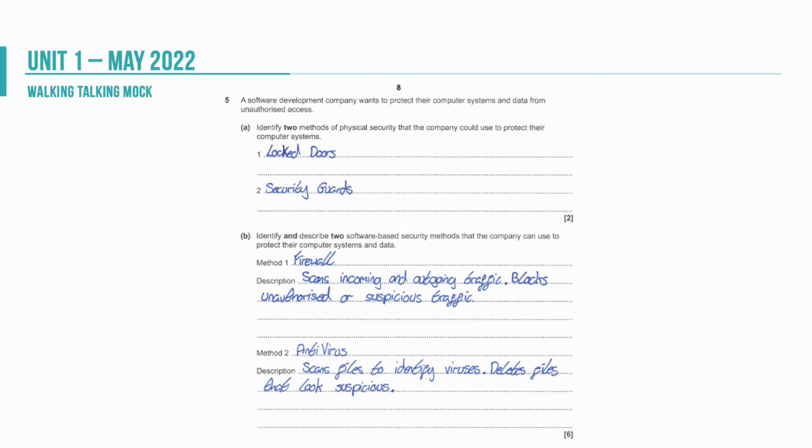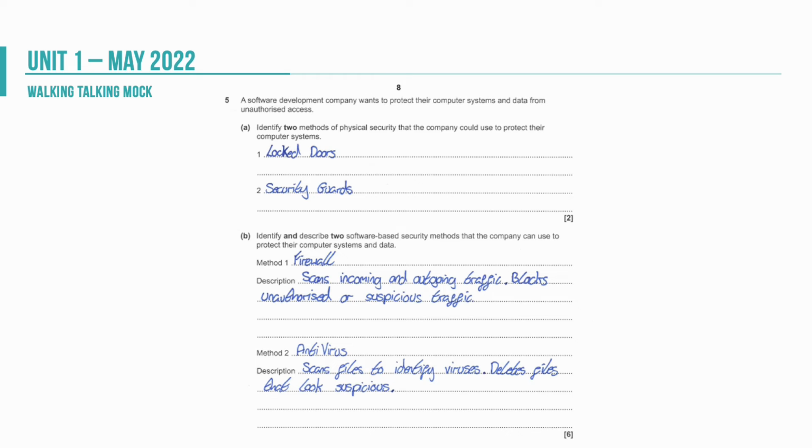So I've gone for a firewall, and a firewall scans incoming and outgoing traffic. That's my first mark, and then blocks unauthorized or suspicious traffic. So I've got 3 marks there, 1 for firewall, 1 for the idea that it scans traffic, and another mark for the idea it then blocks malicious or suspicious traffic.